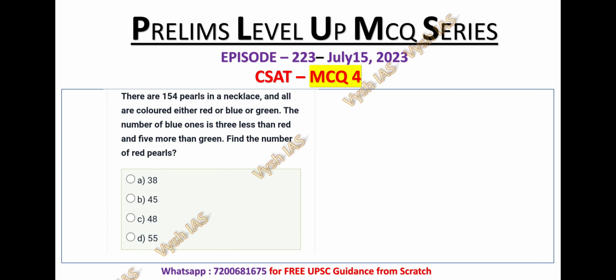Now let's solve MCQ number 4. There are 154 pearls in a necklace and all are colored either red or blue or green.